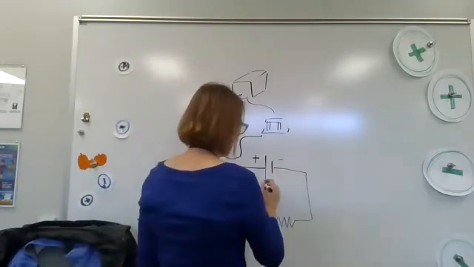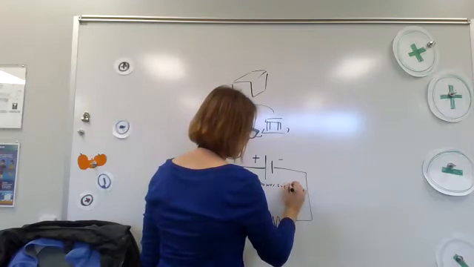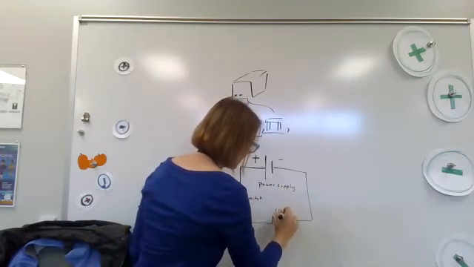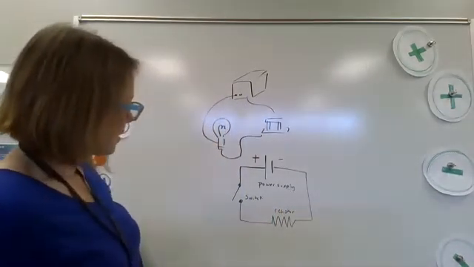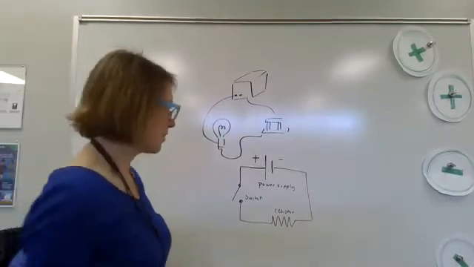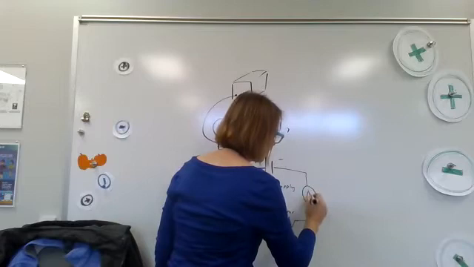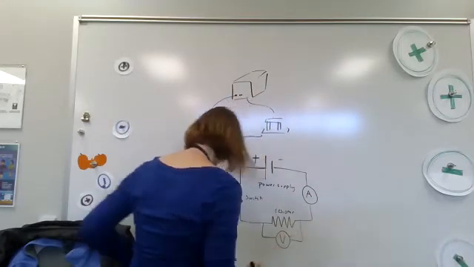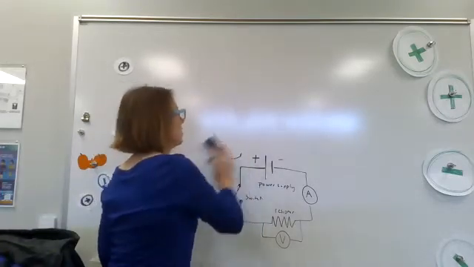And again, this would be the power supply, the switch, and the resistor. Okay, and then there's a couple of things that I can measure about the circuit. One thing that I can measure is the current, and one thing that I can measure is the voltage. So now I need to talk a little bit about what is current and what is voltage.